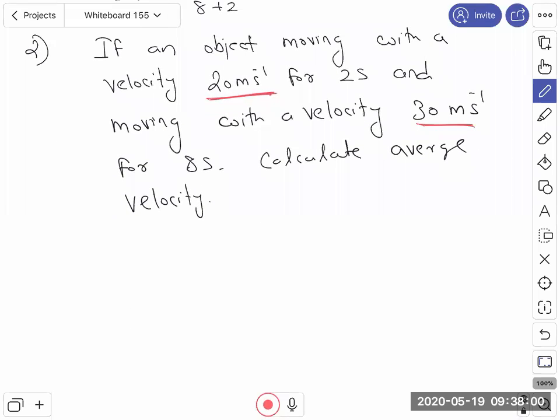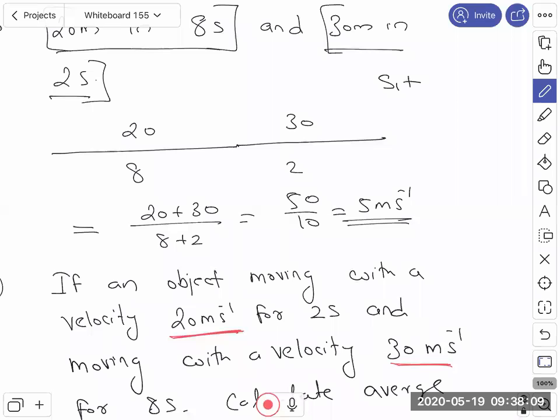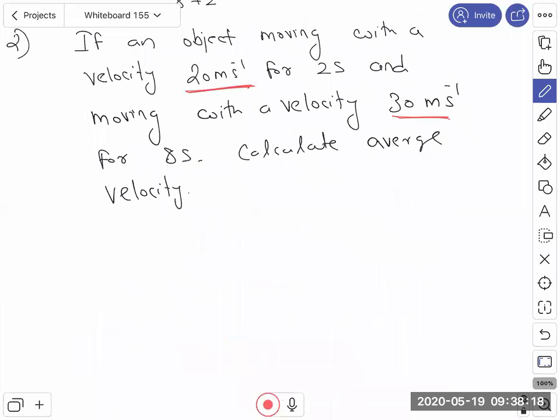Did everyone get the answer? Yes, sir. So sometimes they will directly give the displacement, and we can find the average velocity using displacement in first, displacement in second, time in first and time in second. In some situations, they will give velocity and time, and then we have to find the average velocity.